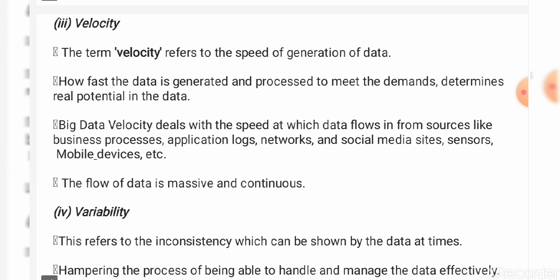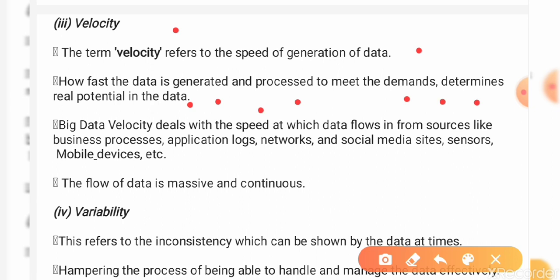Next one, velocity, nothing but speed. The term velocity refers to the speed of generation of data. The speed of generating data means sending, storing, uploading, and downloading. It is also one of the characteristics of big data. Velocity defines how fast data is generated and processed to meet demands and determine real potential in the data. Big data velocity deals with the speed at which data flows from sources like business processes, application logs, networks, social media sites, sensors, mobile devices, etc.